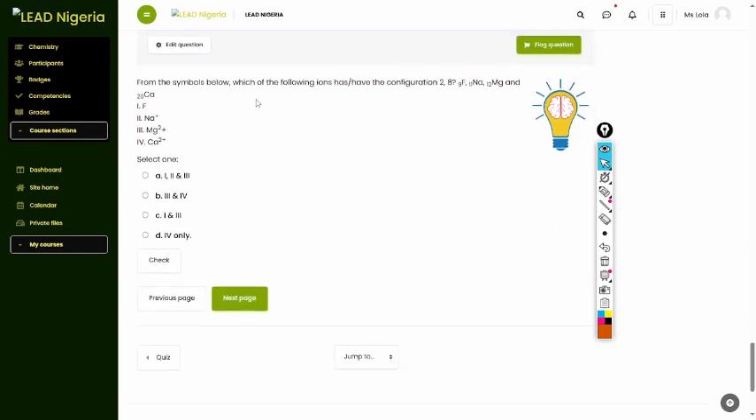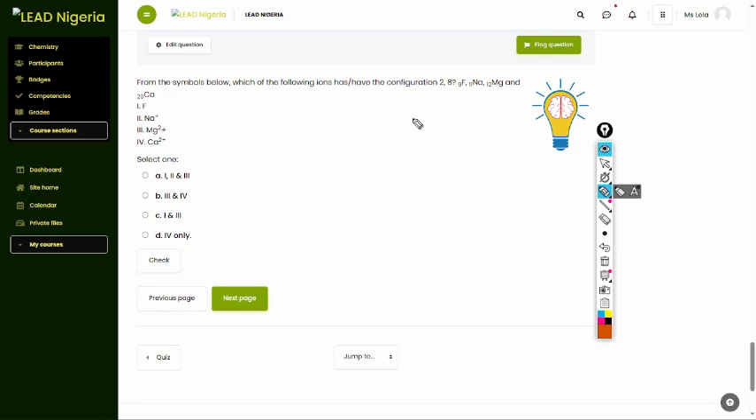From the symbols below, which of the following ions have or has the configuration 2,8? Okay, so 2,8 tells us that the total number of electrons in this atom is 10. So 2,8, 2 plus 8 is 10. So which of these elements have atomic number of 10? Okay, so we see that none of these atoms have atomic number of 10. But then when they form ions, we can find out what their electronic configuration is.